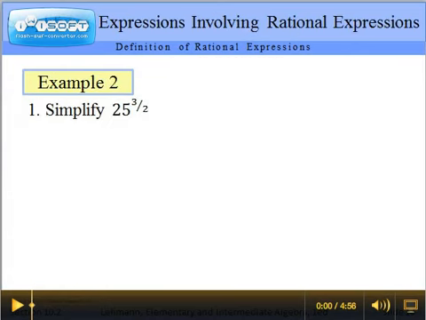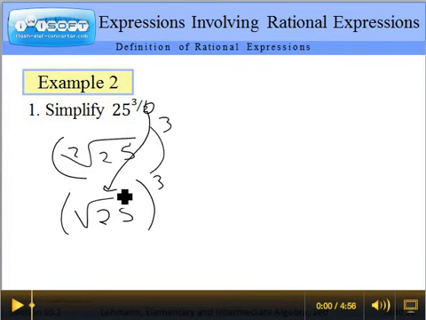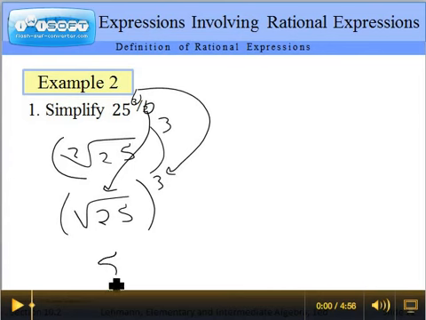So, if I want to simplify 25 to the 3 over 2, this is equivalent to me taking the second root of 25 and raising it to the 3. Or it's the same as me taking the square root of 25 and raising it to the third power. So this 2 acts as the root, the 3 acts as the power I'm raising it to. So the square root of 25 is 5. I'll be raising that to the 3, which gives me 125.